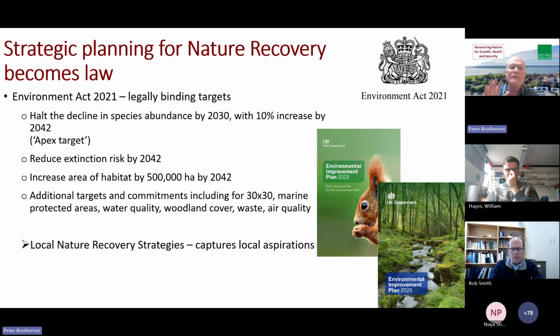That Environment Act also set up local nature recovery strategies. It started the process to bring together local nature recovery strategies, which set out how we can deliver for nature, more or less on a county level. It's planning authority level, and I've just flagged what I think is really great about those is it also captures local aspirations. So it builds in why the places that matter and thinks about what people need in those places.